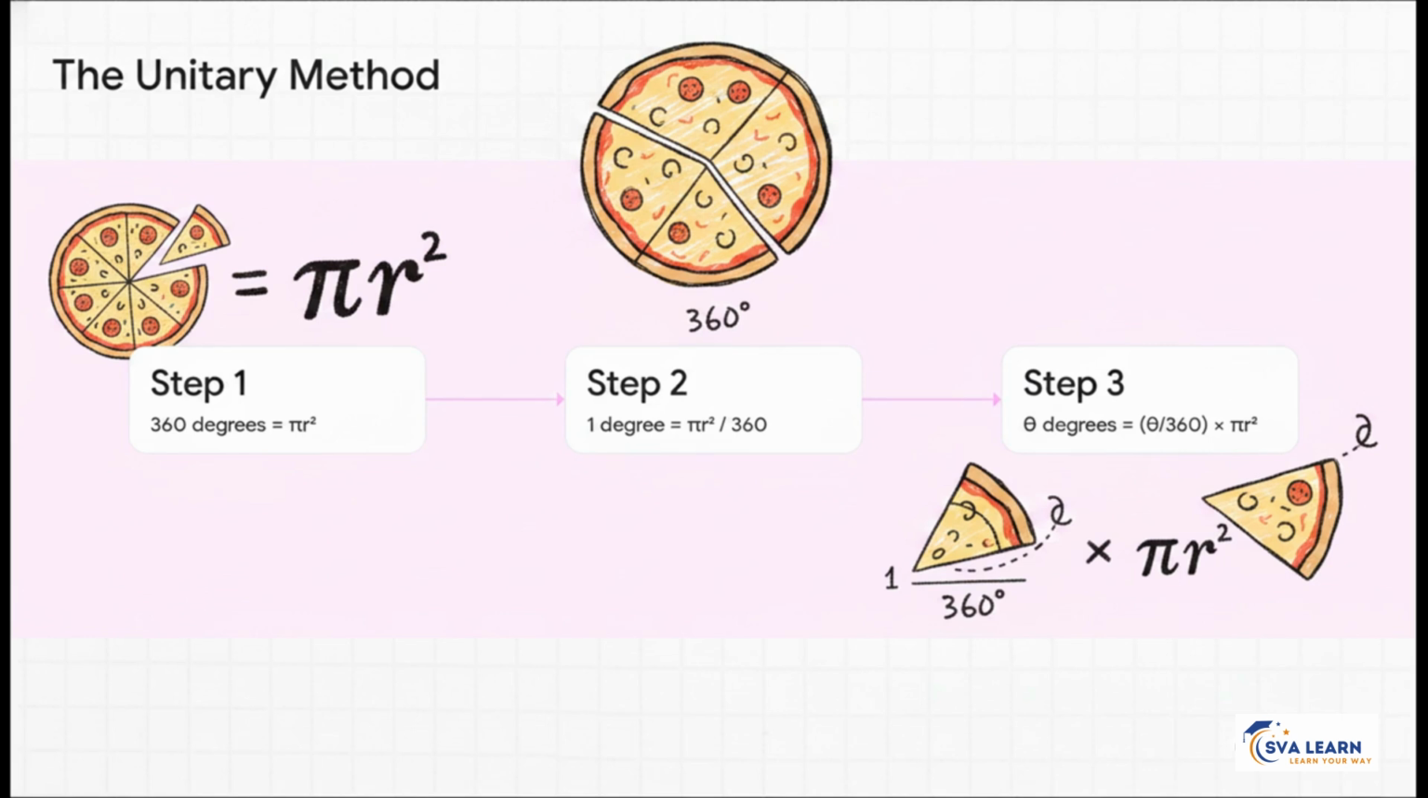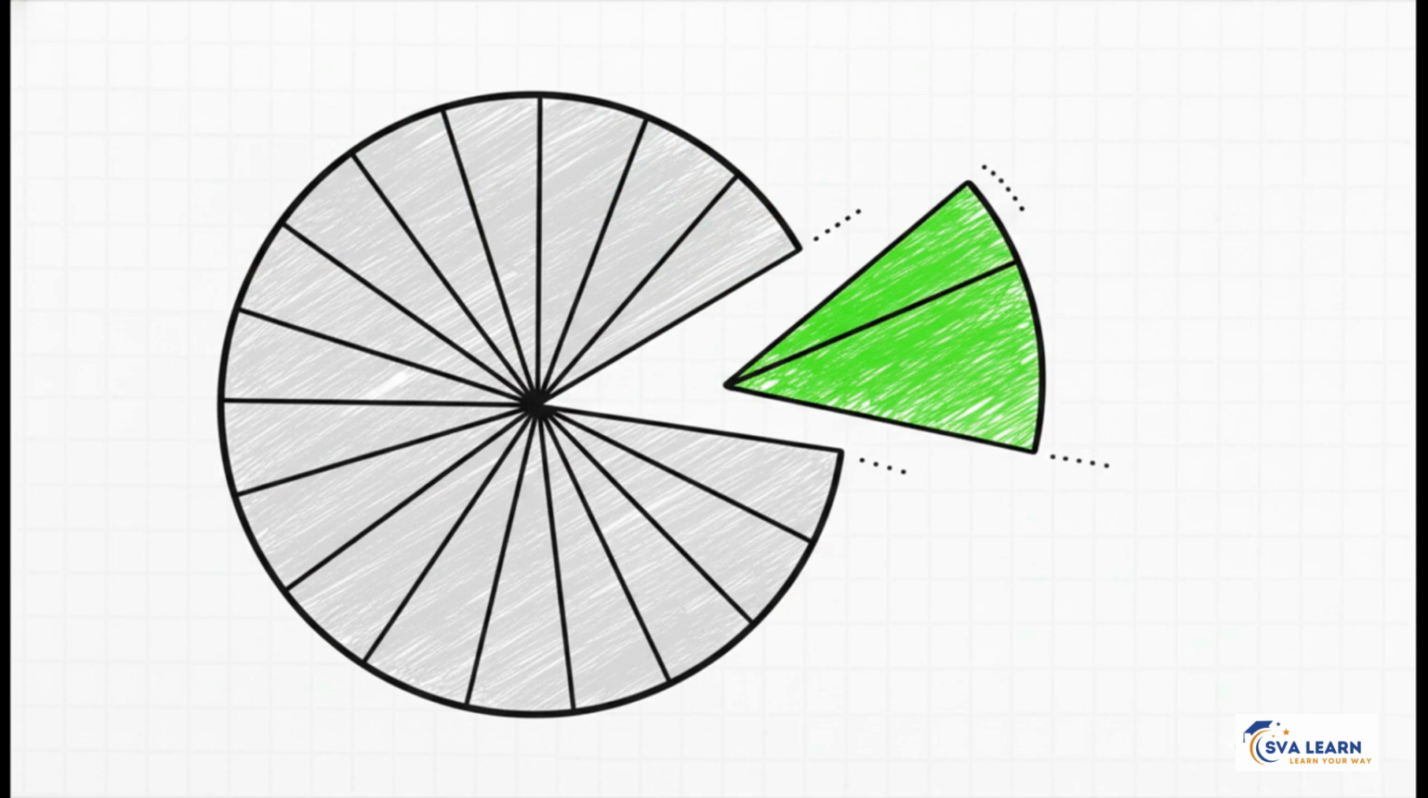We're going to use something called the unitary method, which honestly is just the logic of a fair share. Imagine the whole pizza is 360 degrees, right? And we know the area for all 360 degrees is pi r squared. So if we just wanted a tiny microscopic sliver of pizza that is exactly 1 degree wide, its fair share of the area would just be pi r squared divided by 360. Take a second to visualize that tiny 1 degree sliver. Now, if our actual pizza slice has an angle of theta degrees, say 30 degrees or 45 degrees, we just take that 1 degree sliver and multiply it by theta. And boom, just like that, the formula is unlocked.